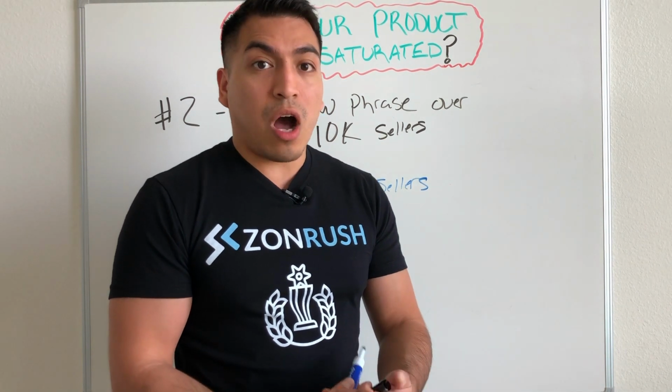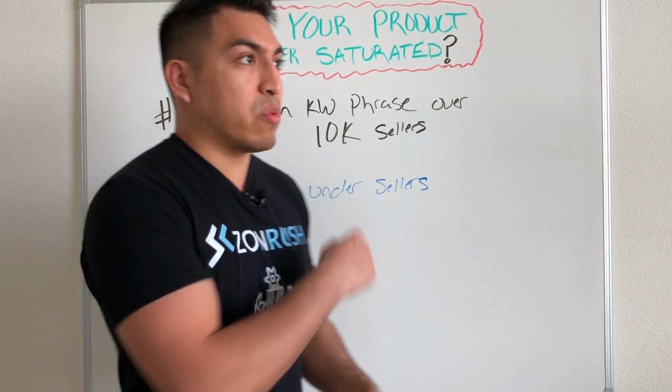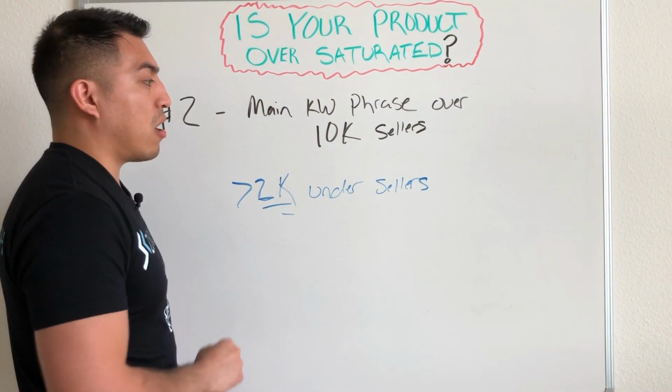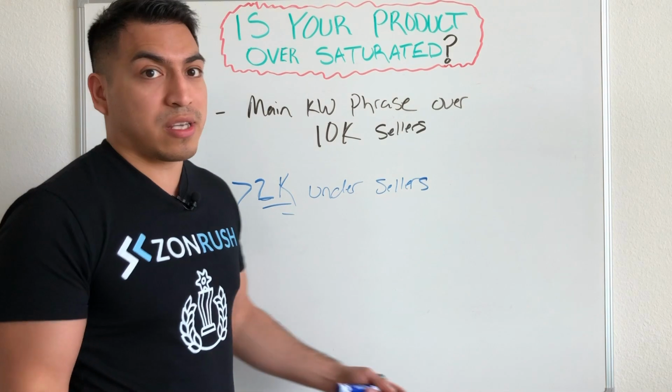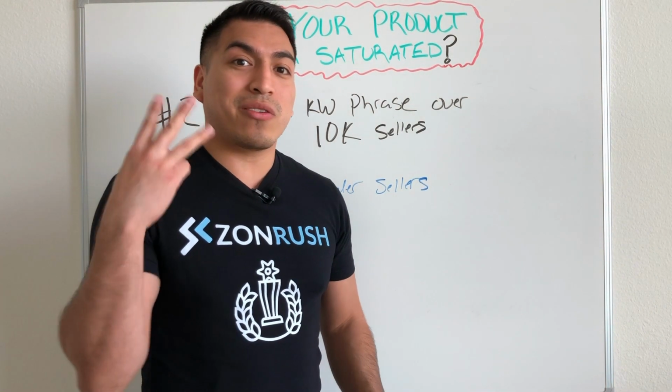Okay, this one's super easy to remember. It's super easy to do an audit for yourself. And if you're looking for new product ideas, type the main keyword phrase in, and do this quick audit on that keyword to see if it's overly competitive or not. All right, so now let's go to number 3.